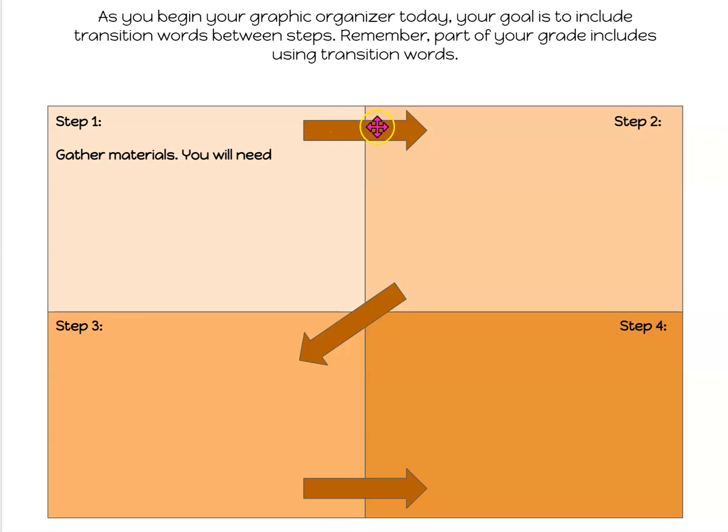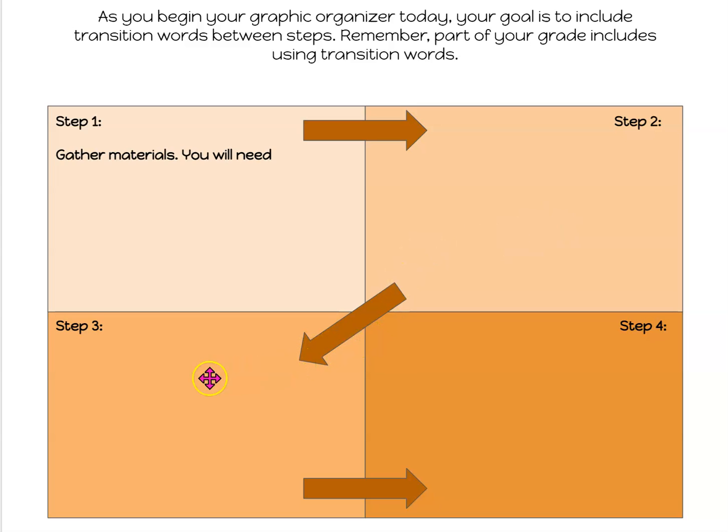Now I'm ready for step 2. See my arrows pointing over here. Now at the beginning of step 2, I will use one of those transition words. First, take out 2 pieces of bread. So I've used a transition word. Okay, and that's my step.